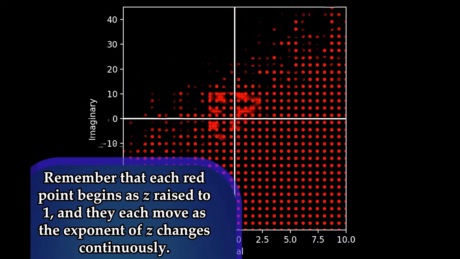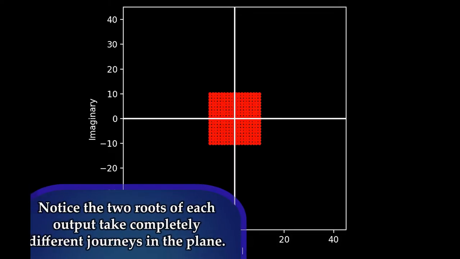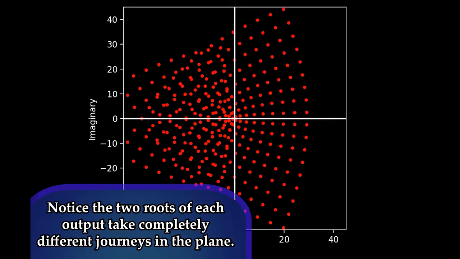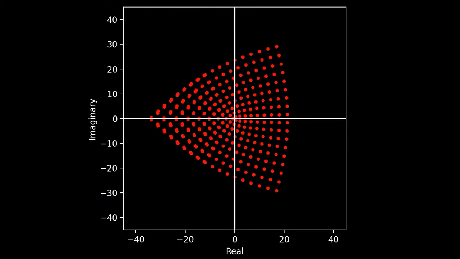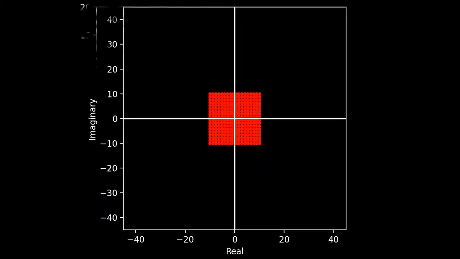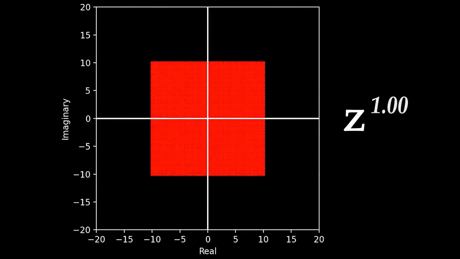Zooming out even more, we can see that the grid seems to fold in on itself during the transformation from z to z squared. Here's what it looks like if the exponent goes beyond 2 in the animation.